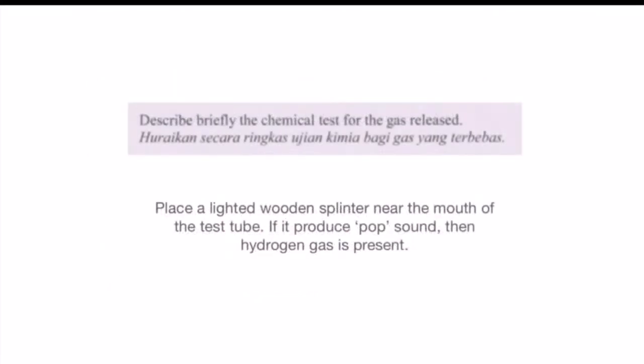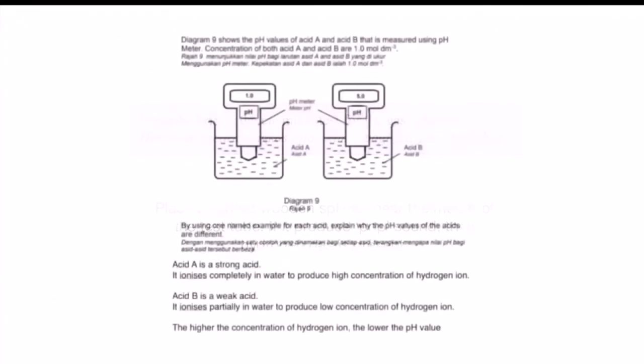Describe briefly the chemical test for the gas released. Place a lighted wooden splinter near the mouth of the test tube. If it produces pop sound, then hydrogen gas is present.